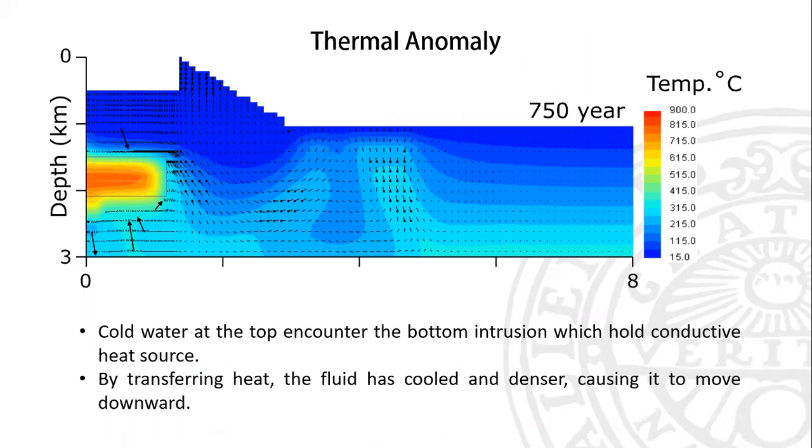At the bottom of the intrusion, we can see there is an accumulated heat source which developed through thermal conduction. By transferring the heat, the fluid has cooled. This makes the fluid denser, causing it to move downward, as can be seen from the downward movement of the vectors. This thermal anomaly could be associated with hydrothermal alteration in the system.